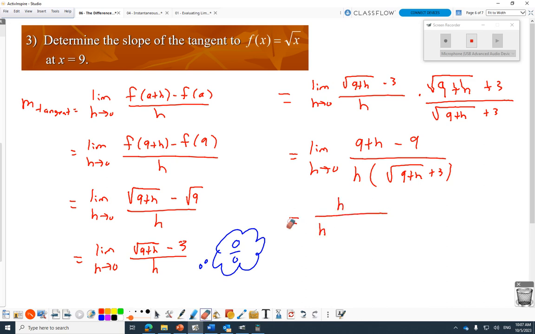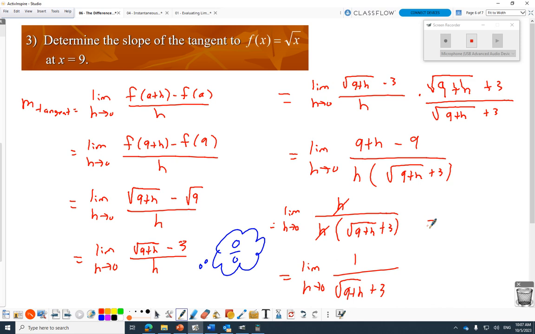Forgot to write limit as h approaches 0. h bracket root 9 plus h plus 3. The h's cancel because it's a hole. I can't sub in 0, but I can find out where it's headed towards. And after I sub in 0, I get 1 over root 9 plus 3, 1 over 3 plus 3 equals 1/6.